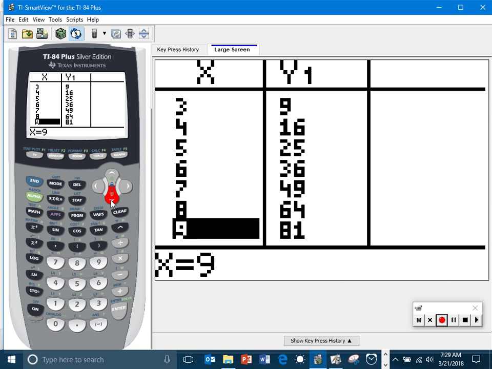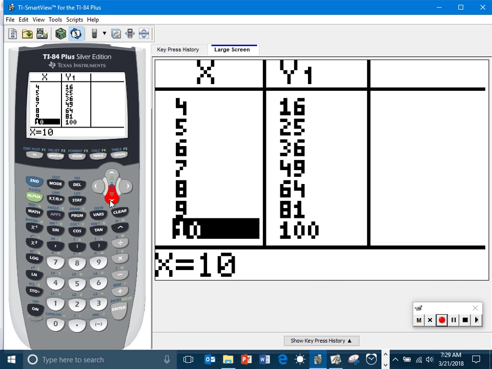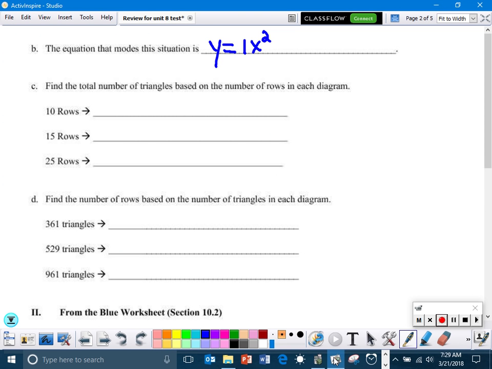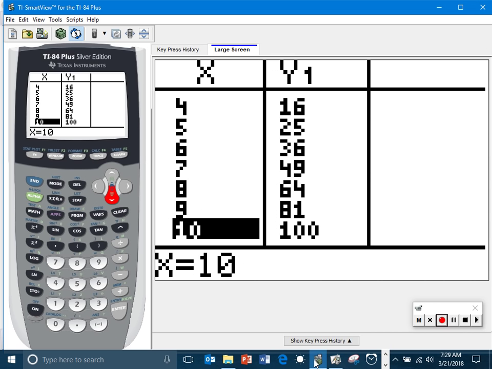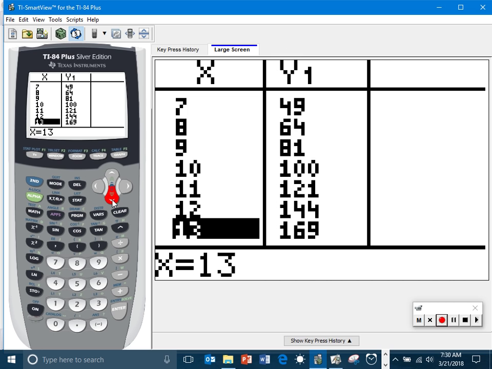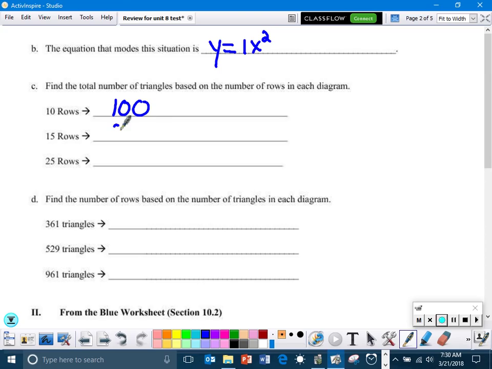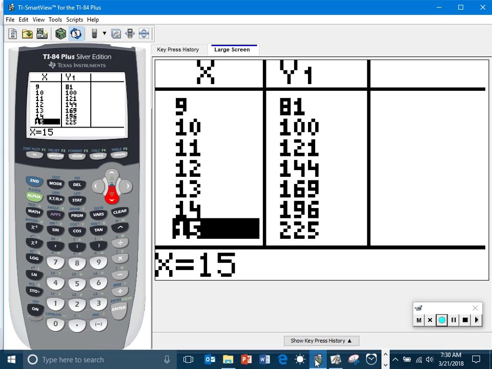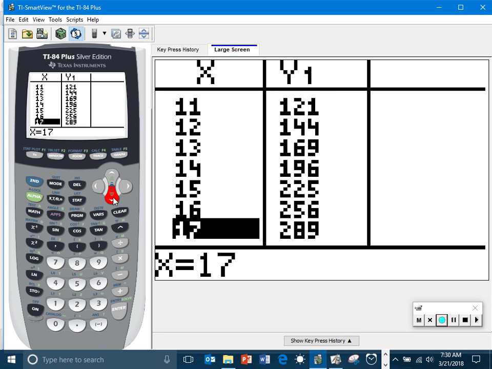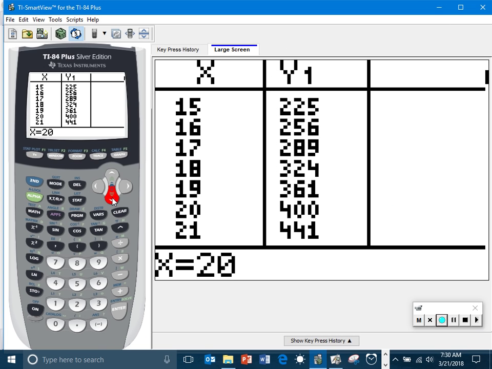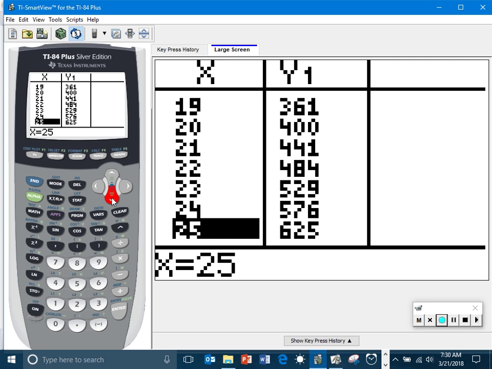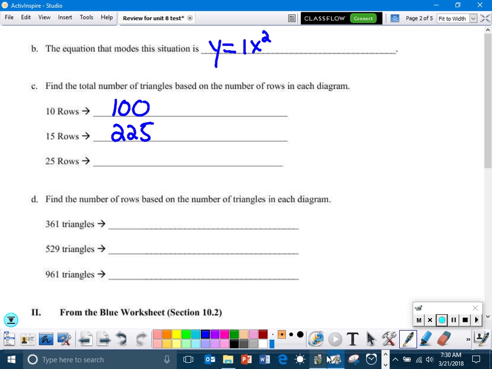Well, if you think about it, 10 squared is 100. So if there are 10 rows, that shape has 100 little triangles. If it has 15 rows, it has 225 triangles. And if you go to 25, 625 triangles.